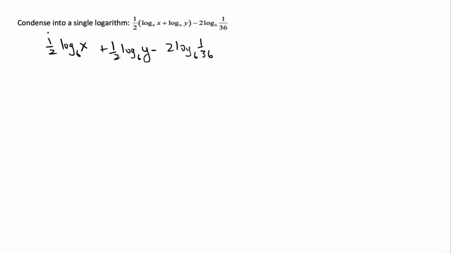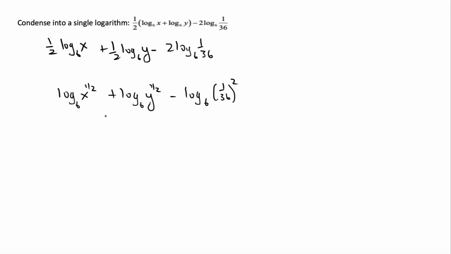So when we condense, we have to use the power rule first. So what does that mean? It means that we should essentially take all of these coefficients and turn them into powers of the base. So we get log base 6 of x to the 1/2 plus log base 6 of y to the 1/2 minus log base 6 of 1 over 36 squared. And now that there are no coefficients, since we used the power rule first, now we can combine these.